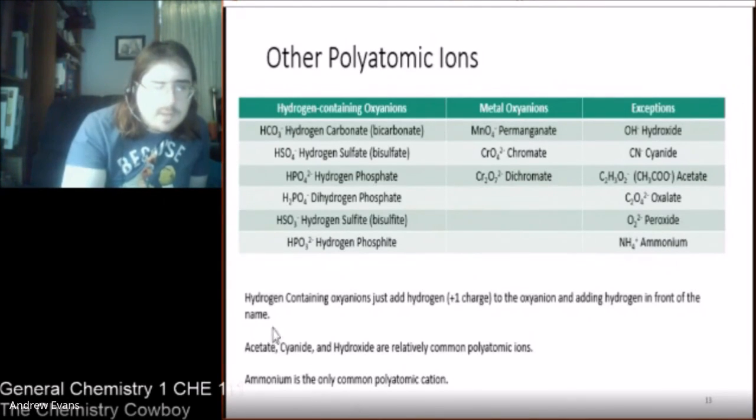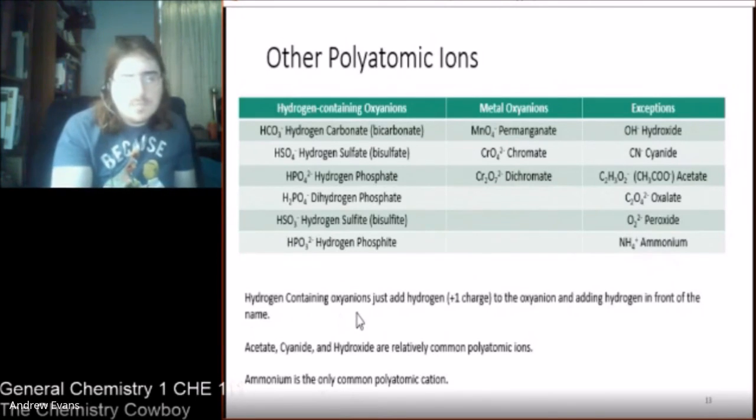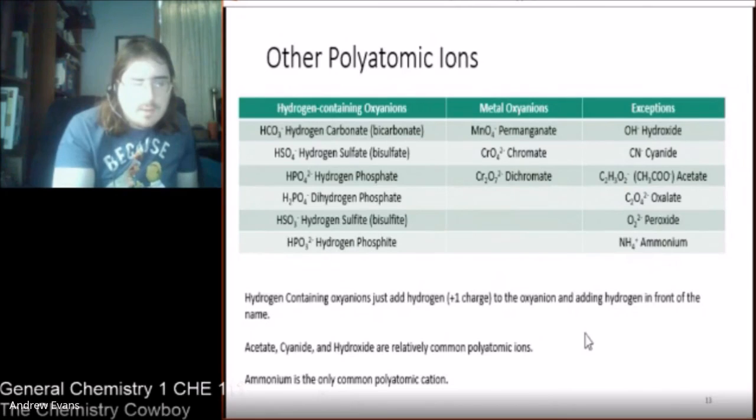So typically, as we add a hydrogen to an oxyanion, the charge goes up by 1, and we'll add a hydrogen in front of the name. Acetate, cyanide, and hydroxide are relatively common. Ammonium is the only real cation we'll see. So you could mix ammonium chloride. Ammonium chloride would be NH4Cl.